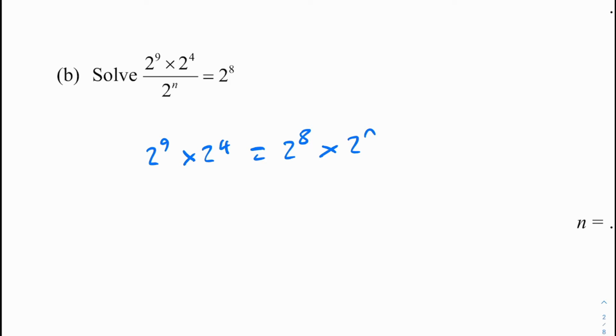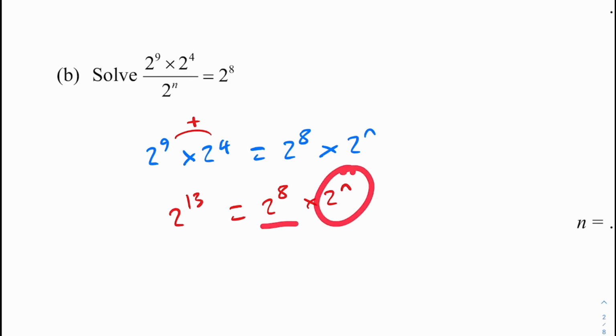Okay, next thing to do is to use our addition rule. So we just add these two powers to get 2 to the power of 13. It's now equal to 2 to the power 8, and then we've got multiplied by 2 to the power of n. Next thing to do is to divide both sides by 2 to the power of 8, so that we have our 2 to the power of n on its own.